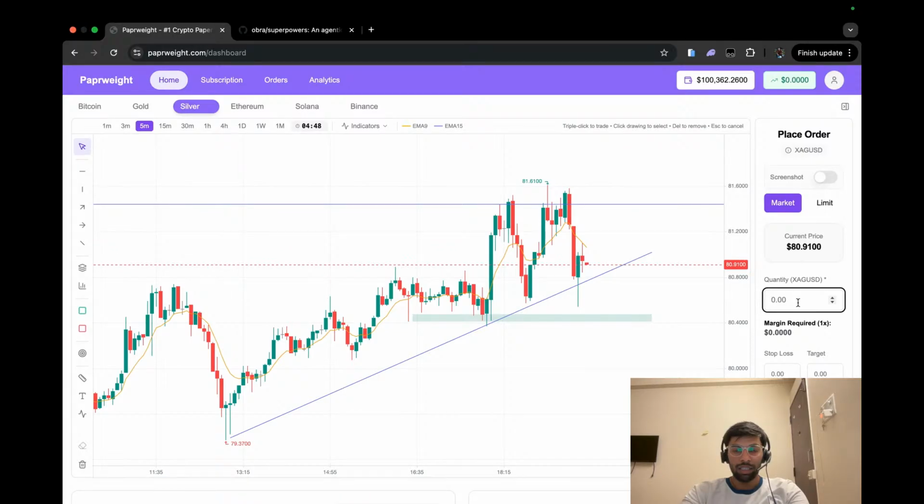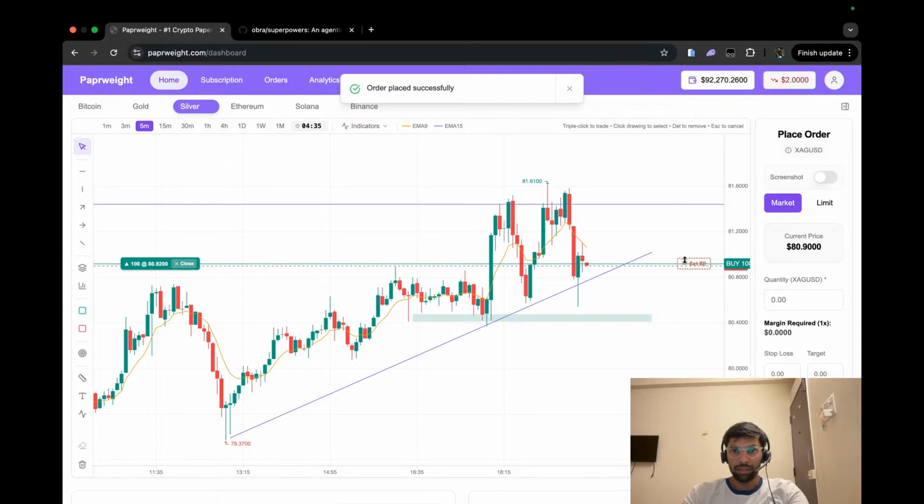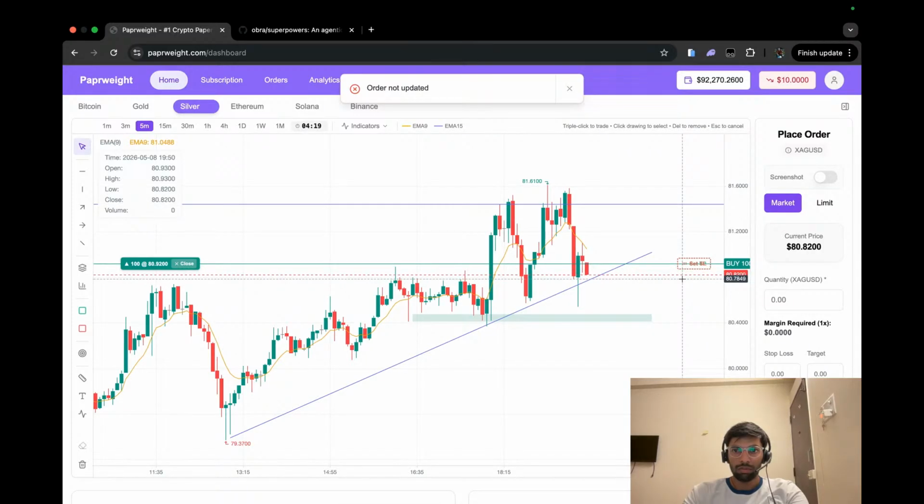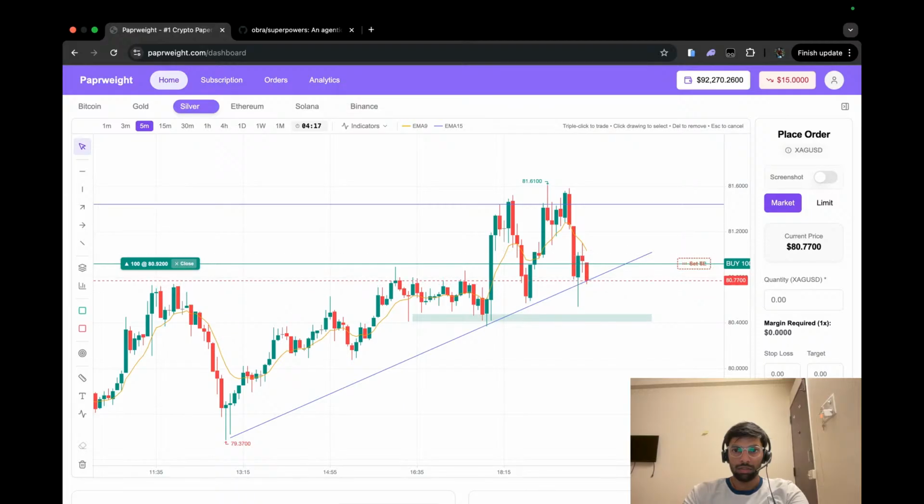Let me start adding the position. I have bought at the buying area. My stop loss would be at this area. Very minimal stop loss, guys. Yeah. Not updated. Okay, so I think my stop loss has already got hit.